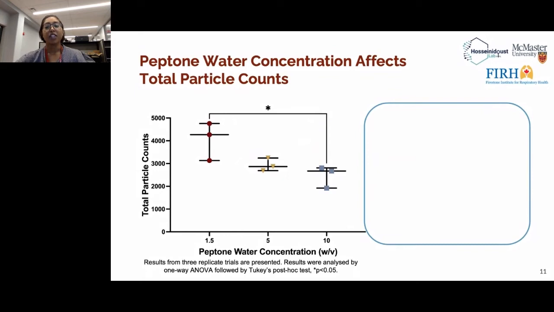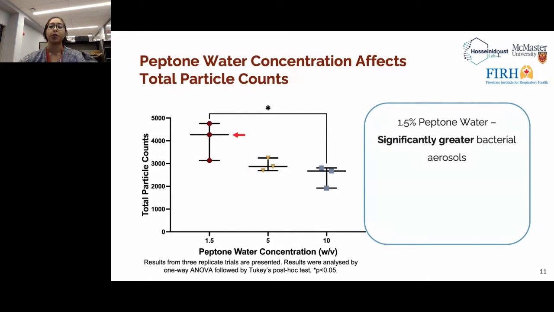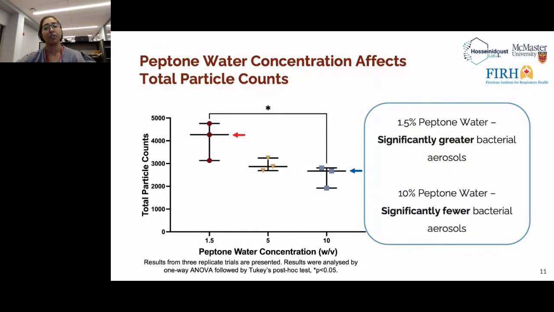Lastly, we examined the total bacterial particle counts generated. Once again, on the graph, total particle counts are depicted on the y-axis with peptone water concentrations represented on the x-axis. As indicated by the red arrow, a 1.5% peptone solution produced significantly greater number of bacterial particles, whereas a more concentrated peptone solution, indicated by the blue arrow, produced significantly fewer bacterial particles.